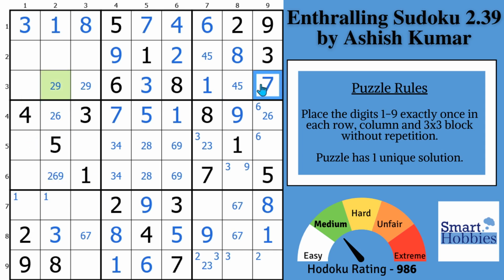Well, let's look across row 3. You have this 2, 9. You got the 1, 3, 6, 7, 8. We need a 4 or 5. Well, this 4 covers this cell. So that's got to be your 5. We're going to do a little disambiguating, 4 or 5.